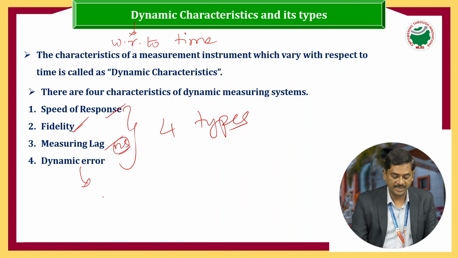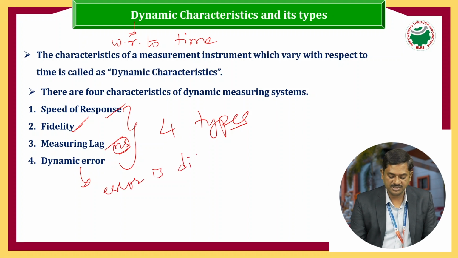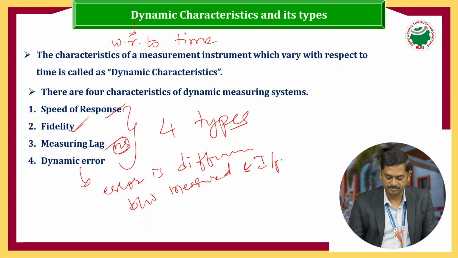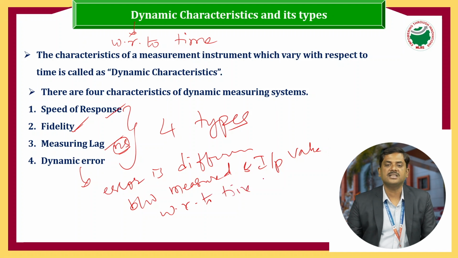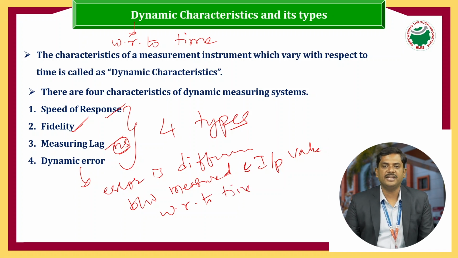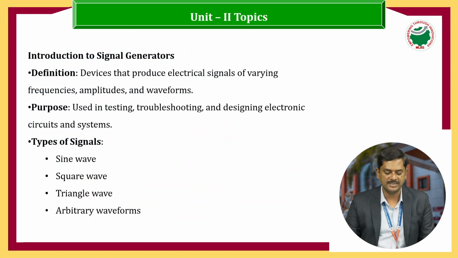Dynamic error. Error is nothing but the basic difference between the measured value and the input value, but this should be with respect to time. So for a particular system there is an input and there is an output. So output minus input. If there is some variation between the output and the input, we call it an error. But in dynamic error it has to vary with respect to time. That is what is called dynamic error. That's all about the unit 1 introduction part.